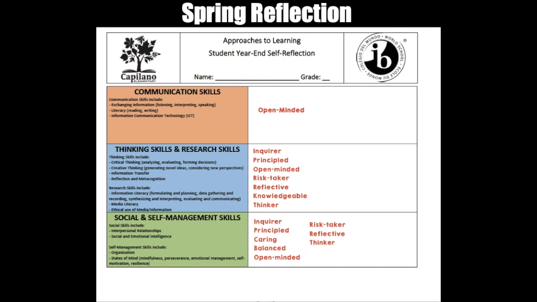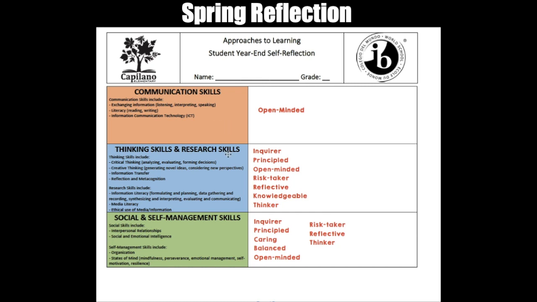To help us with this new paper, we have organized the learner profiles that fit each category. You can see communication skills only has open-minded, but the next 2 boxes have almost all of the learner profiles. So our communication skills is connected to our learner profile of open-minded and is basically all the reading, writing, listening, and speaking that you do in the class. So pretty much all your work.